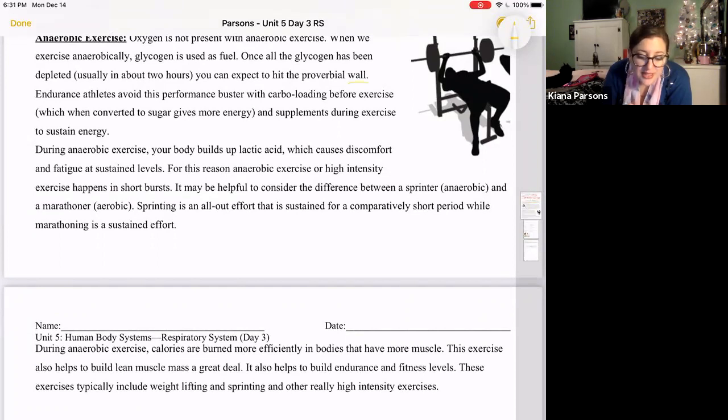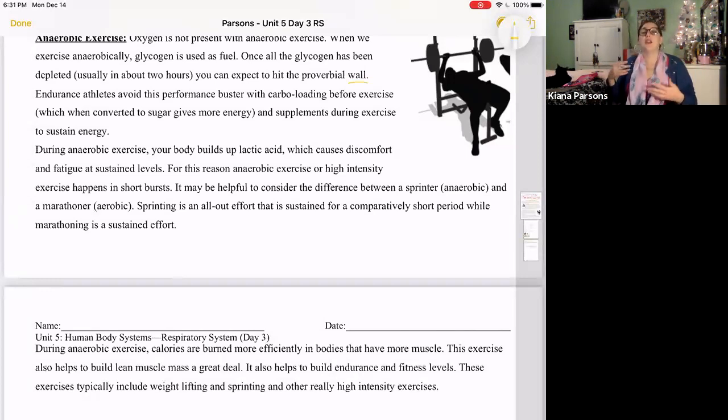Endurance athletes avoid this performance buster with carbo loading before exercise, which, when converted to sugar, gives more energy. When you eat a lot of pasta, for example, not something heavy in sugar, remember, because when we eat glucose, our body is immediately able to get that energy. As a result, we convert it to fat because we're not able to use all of that energy at once, unless you immediately go sprinting. But that might make you puke.